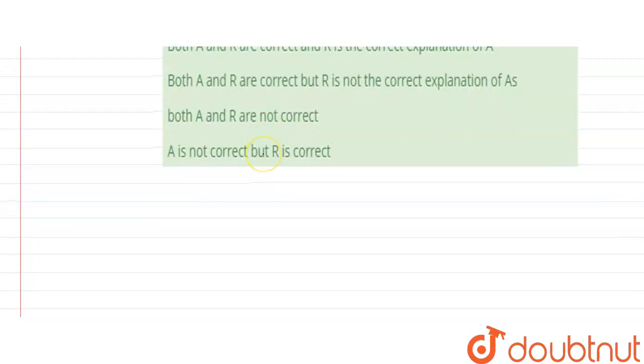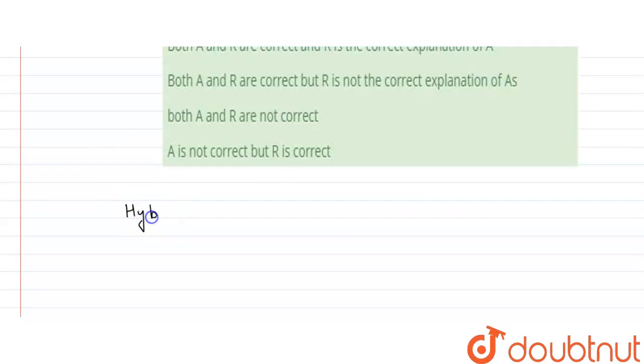First of all, let us revise how we find out the hybridization. So for that, let me write hybridization. We know that hybridization can be found out by counting the number of sigma bonds. So if we have, let's say, 4 sigma bonds, that means, we know that carbon has a valency of 4, so it can at max form 4 bonds, and if all 4 are sigma, then the hybridization will be sp3.